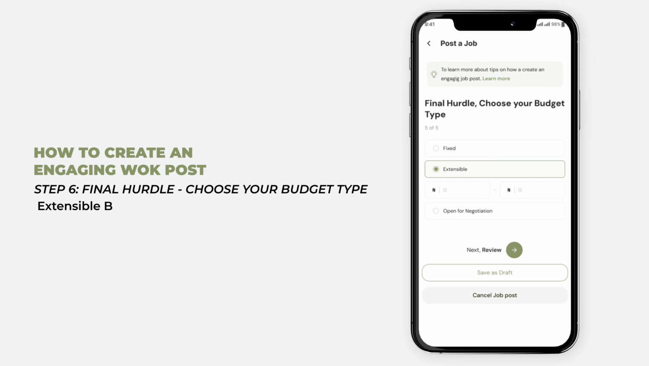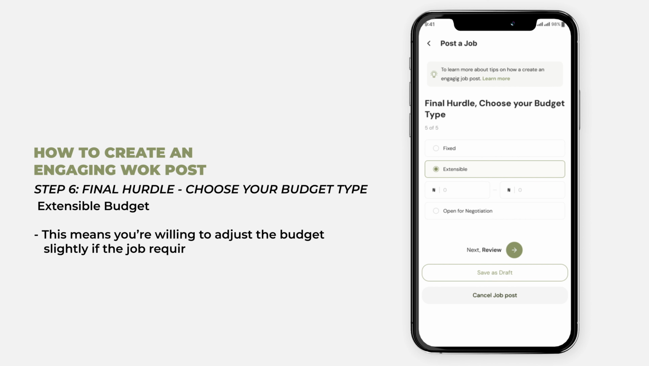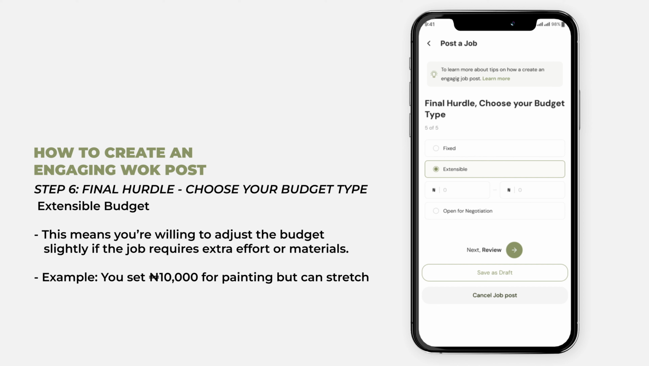Secondly, extensible budget. This means you're willing to adjust the budget slightly if the job requires extra effort or materials. You choose this when the scope of the work might change slightly. Example, you set 10,000 naira for painting but can stretch to 12,000 if the painter needs more supplies.